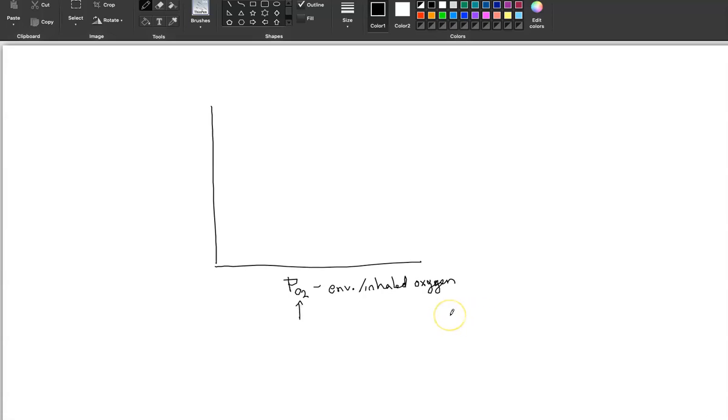Okay, now on the y-axis, what you actually have is hemoglobin saturation. And this I actually like to express as a percent. Hemoglobin saturation, which can be expressed as a percent if you would like. So it's the percent of oxygen, or actually the percent of hemoglobin that has O2 bound to it.